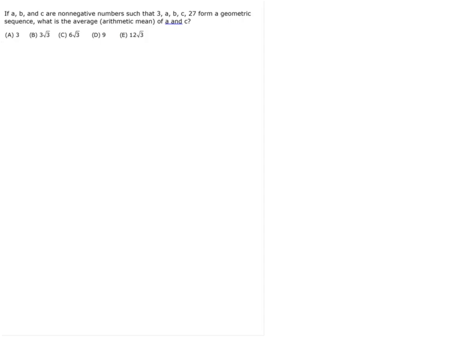Okay, guys, that's a little bit over 3 minutes. So let's take a look at this problem. We have A, B, and C, and they're non-negative integers such that 3, A, B, C, and 27 form a geometric sequence. There are a number of different sequences that you could see on the test.